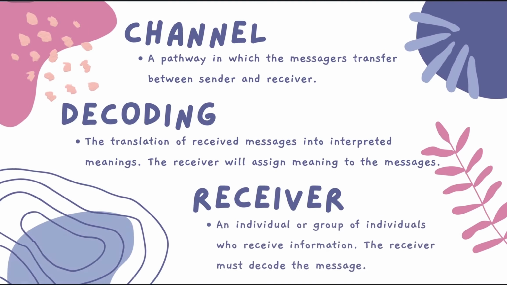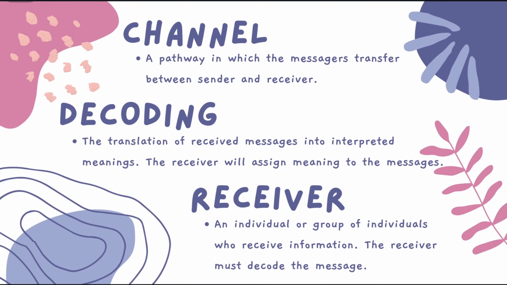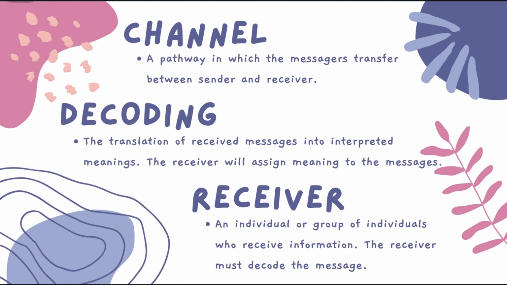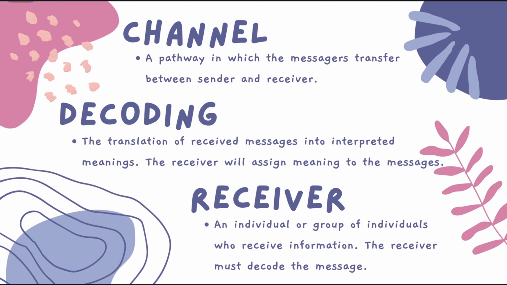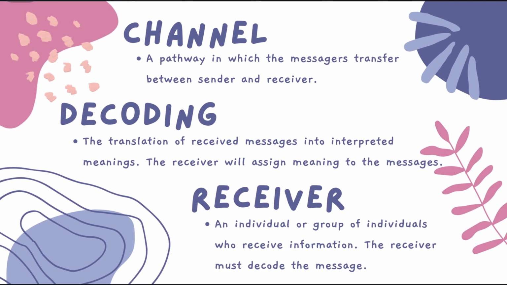The next one is channel. Channel means a pathway in which the messages transfer between sender and receiver. For example, face-to-face, email, social media, and so on. Other than that is decoding. Decoding means the translation of received messages into interpreted meanings. The receiver will assign meaning to the messages. Feedback is necessary here because misunderstandings may occur.